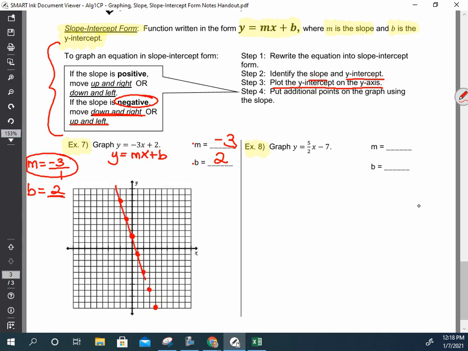After you plot the points, you draw your line. That graph ain't that hard. Any questions before we do example 8?